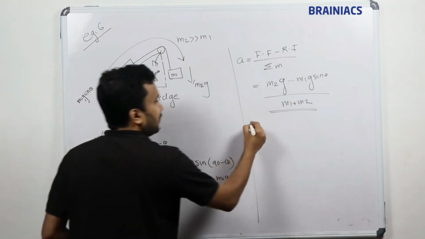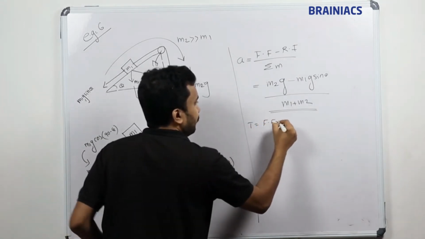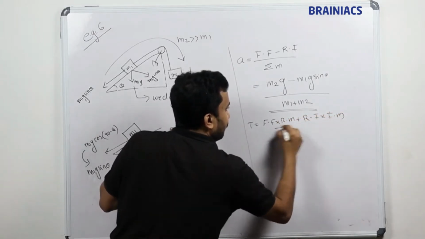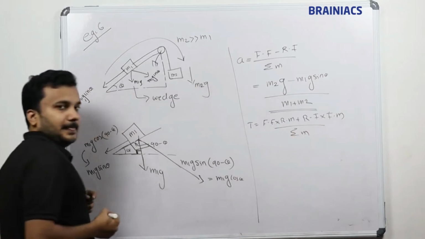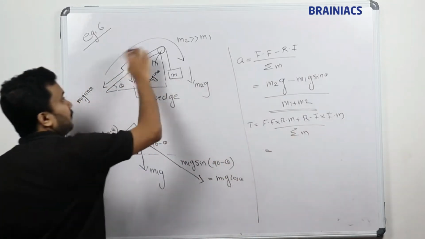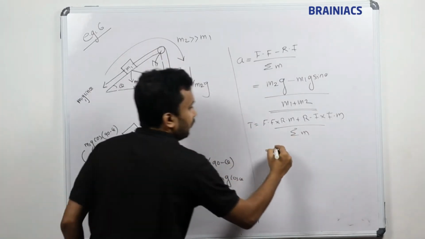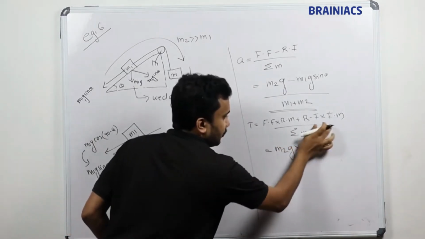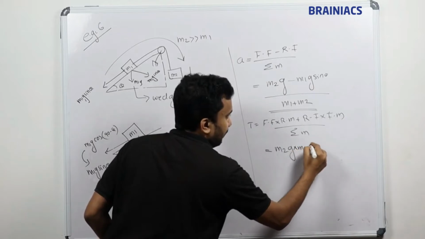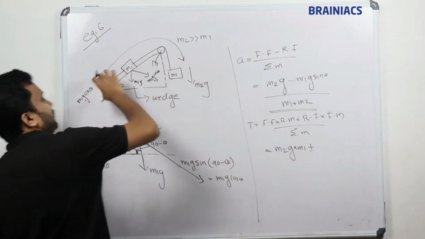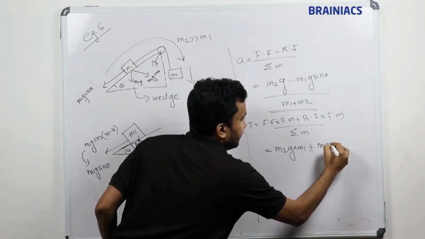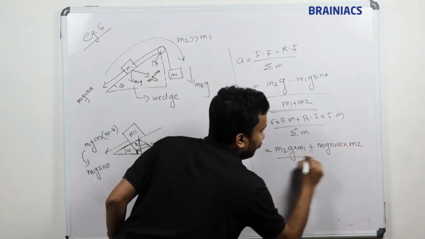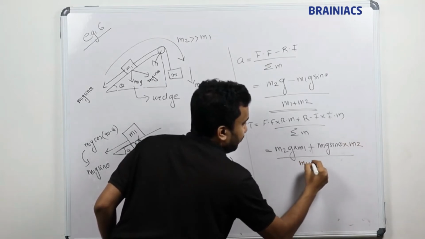Now we have to find out tension. Tension is, tell me, forward force into reverse mass plus reverse force into forward mass, whole divided by sum of the masses. What is the forward force here? Forward force means this one, right? I am assuming this is moving downward. In that assumption, m2g into reverse mass, which means m1. So m2g multiplied with m1, plus the reverse force, that is m1g sin theta, into forward mass, m2, whole divided by m1 plus m2.